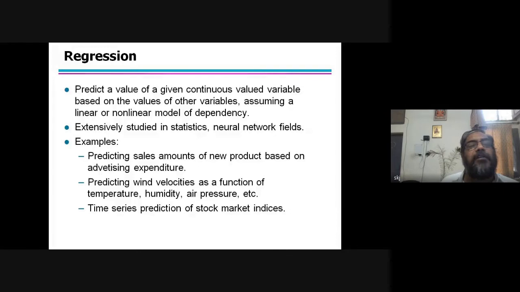Next regression we have already discussed. So just I read this slide. Predict a value of a given continuous valued variable based on the values of other variables, assuming a linear or non-linear model of dependency. Extensively studied in statistics neural network fields. Example, predicting sales amount of new product based on advertising expenditure. Predicting wind velocities as function of temperature, humidity, air pressure. And time series prediction of stock market indices.